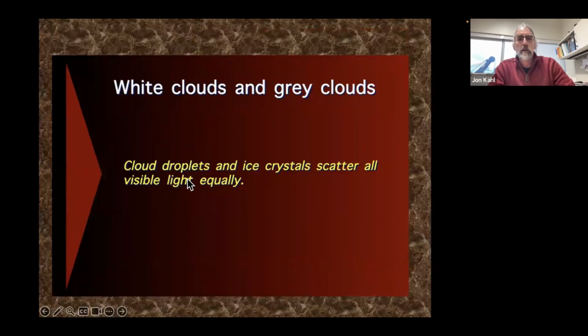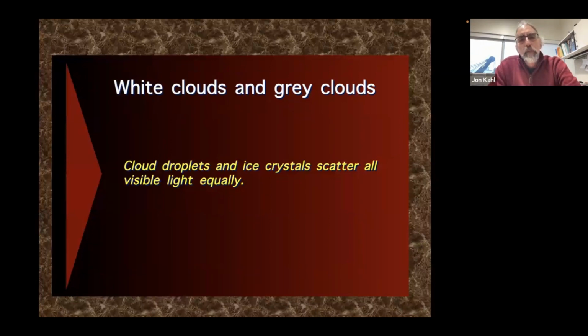Okay, so let's see here. Okay, here we go. So sometimes clouds are white and sometimes they're gray. So this is an aspect of atmospheric optics. It's less spectacular than some other things like rainbows, but don't worry, we'll get there.